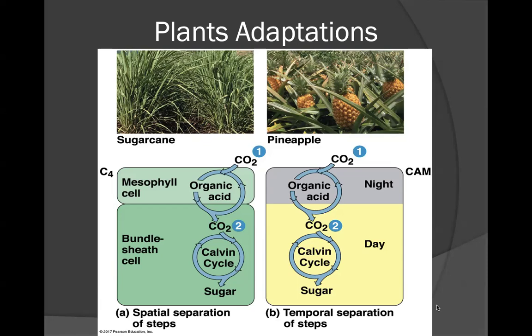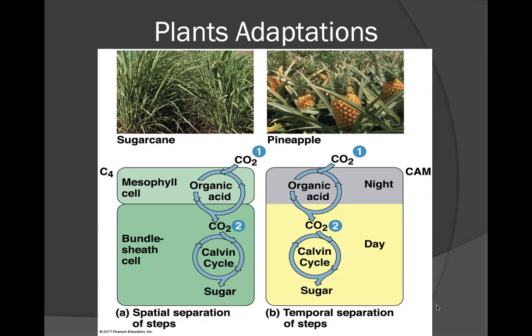C4 plants make a 4-carbon intermediate. They also divide up this process between 2 different cells, the mesophyll cells and the bundle sheath cells. This 4-carbon intermediate is produced in the mesophyll cell, and this can then be broken down into a 3-carbon molecule that can then be used by the bundle sheath cells to carry out normal Calvin cycle processes.